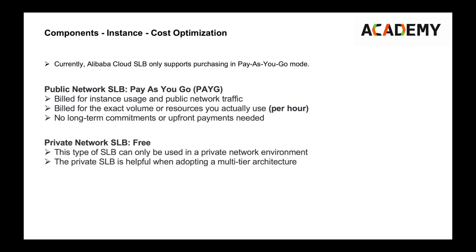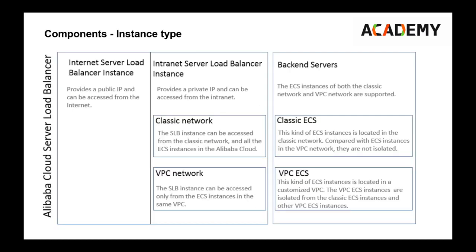There's another mode as well. We have a private network SLB, and that is free. So if your server load balancer is internal to an Alibaba Cloud VPC group, if it doesn't accept incoming connections from the internet, then it's totally free. So you can use internal server load balancers for free. However, if your load balancer is accessible from the public internet, then you need to pay for it on a pay-as-you-go basis.